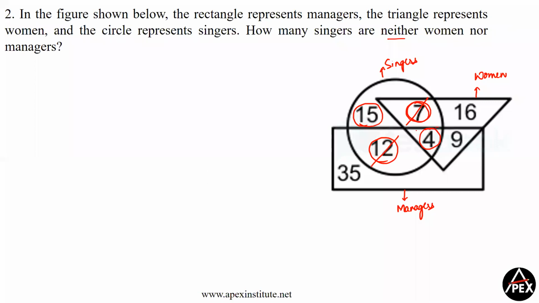Now, what does this 4 represent? These 4 represent singers who are both women and managers. So this can also be eliminated, isn't it? So they want only singers. So the answer for this question should be 15. Okay. So the answer for this question should be 15.